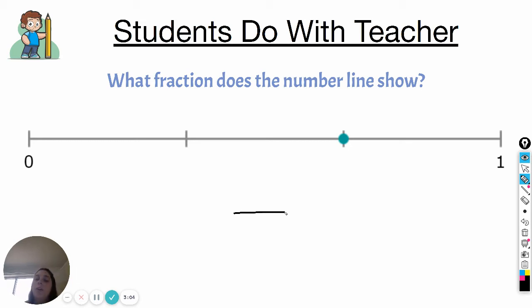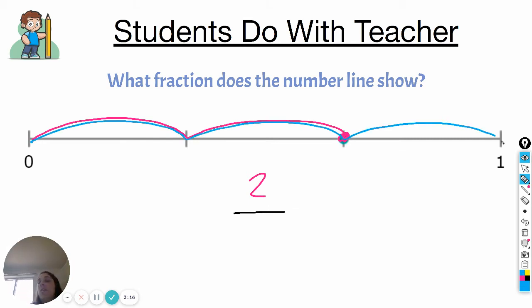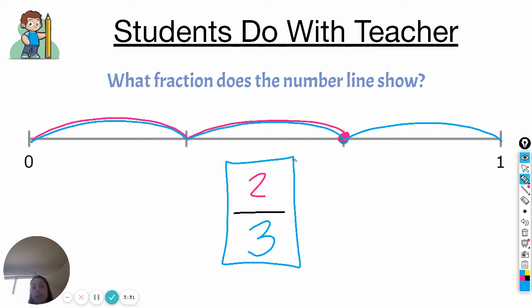Okay, so for our numerator, it takes us 1, 2 jumps to get to our dot. For our denominator, it takes 1, 2, 3 jumps to get to one whole, which means our number line is broken into 3 parts altogether. So what fraction does the number line show? It shows the fraction 2/3.